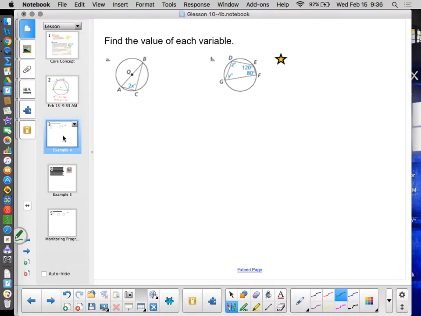First one, I know since AB is a diameter of the circle, that this angle is intercepting this arc. This arc is exactly 180 because it's half a circle, so 2x has to be 90, so x has to be 45. That uses the semicircle portion. Here I'm going to find y and z.